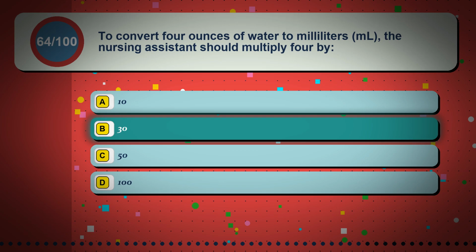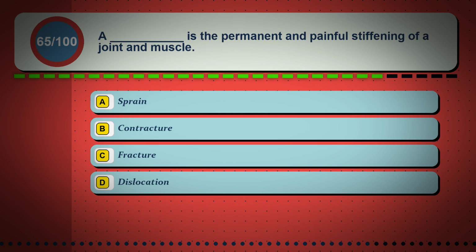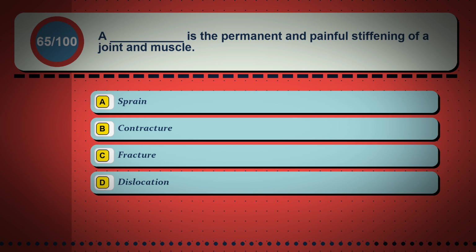The correct answer is option B, 30. In healthcare, 1 ounce is approximately equal to 30 milliliters, ml. Therefore, to find the ml in 4 ounces, you multiply 4 by 30 to get 120 ml. Question 65. A blank is the permanent and painful stiffening of a joint and muscle. Option A a sprain, option B a contracture, option C fracture, option D dislocation.